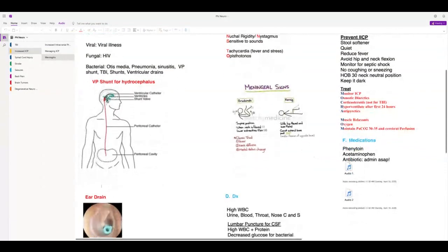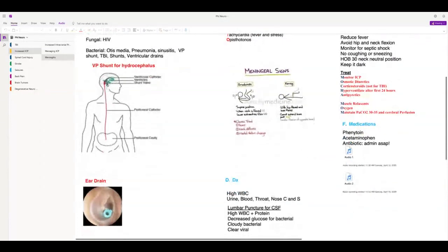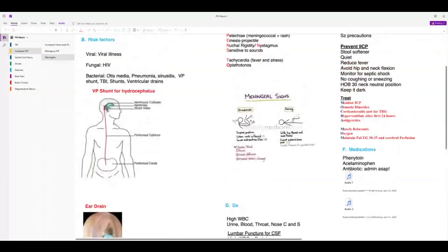I have an ear drain right now because I've been having trouble hearing, and that's to drain the fluid from my ear. And that could make me more at risk for meningitis because my ear is right next to my brain. So that's something to look at.